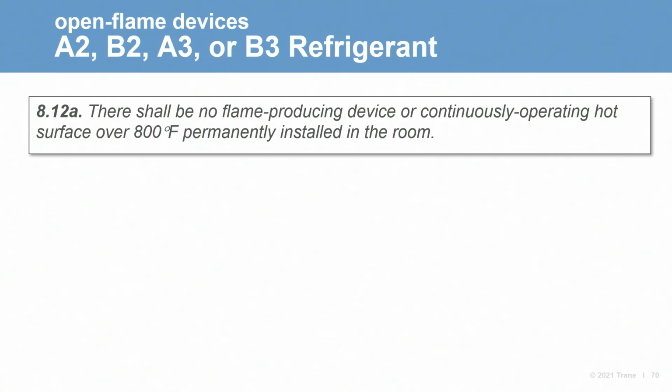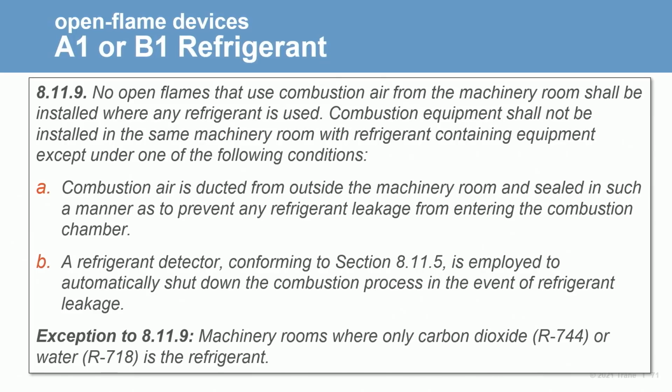Now, there's often some confusion about this last one, especially since chillers and boilers sometimes share the same mechanical space in a building. Again, the requirements vary based on the refrigerant safety classification. For a flammable refrigerant in group A2, B2, A3, or B3, the standard explicitly prohibits any flame-producing device or hot surface from being installed in the same machinery room. Then for non-flammable A1 or B1 refrigerants, the standard starts by saying no open flames, but then lists 2 exceptions.